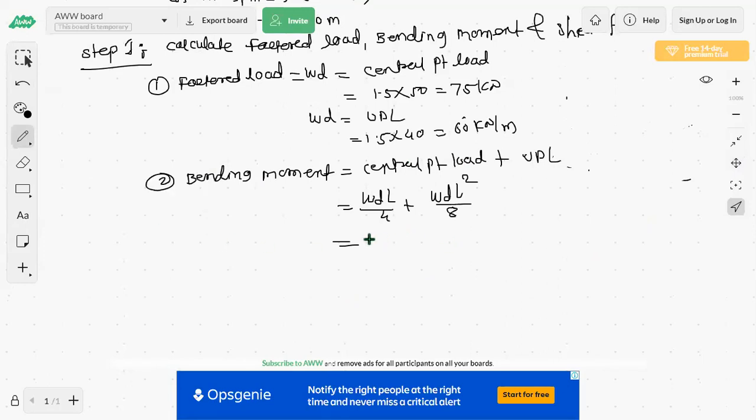Okay. So now W. First W we have to take for central point load, that is 75 into L is 4.850 divided by 4, plus this W for UDL, so 60 into L is again 4.850 square divided by 8. So now tell me bending moment in kilonewton meter with addition of these two.